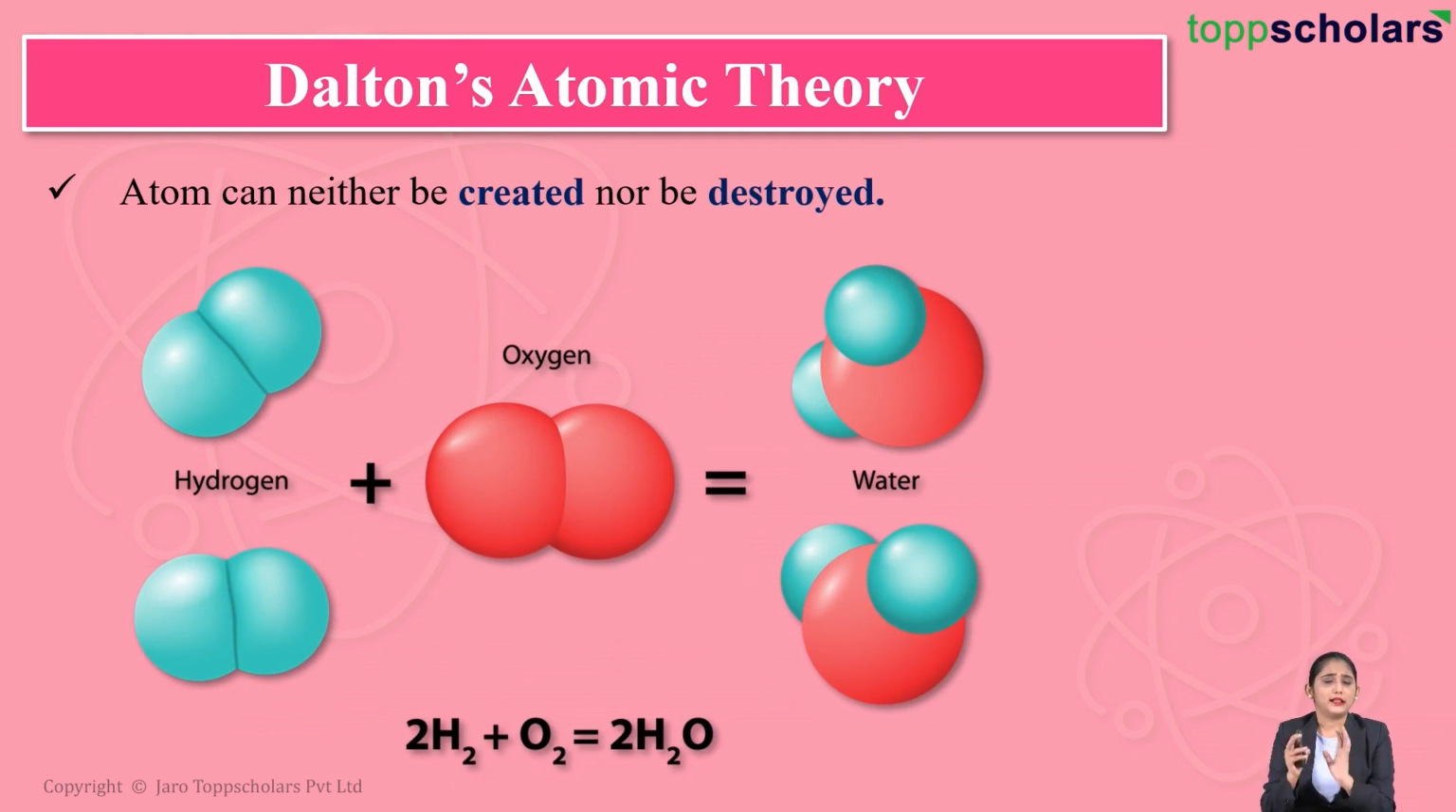For example, let's understand the formation of a water molecule. So here you can see we have 2 molecules of hydrogen, right? And we have 1 molecule of oxygen. 1 molecule of hydrogen contains 2 atoms of hydrogen. Similarly, 1 molecule of oxygen contains 2 atoms of oxygen. So what happens here is these 2 molecules of hydrogen react with 1 molecule of oxygen, and what you get over here is 2 molecules of water, which means that atoms cannot be created, neither can atoms be destroyed, right?